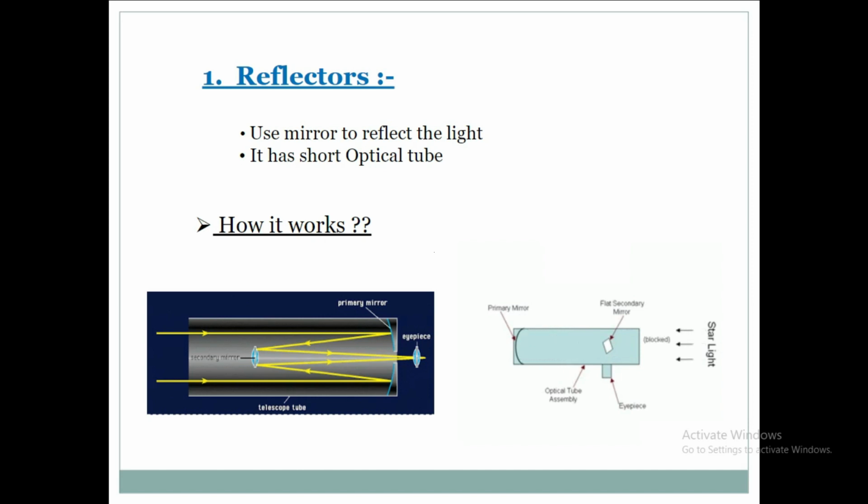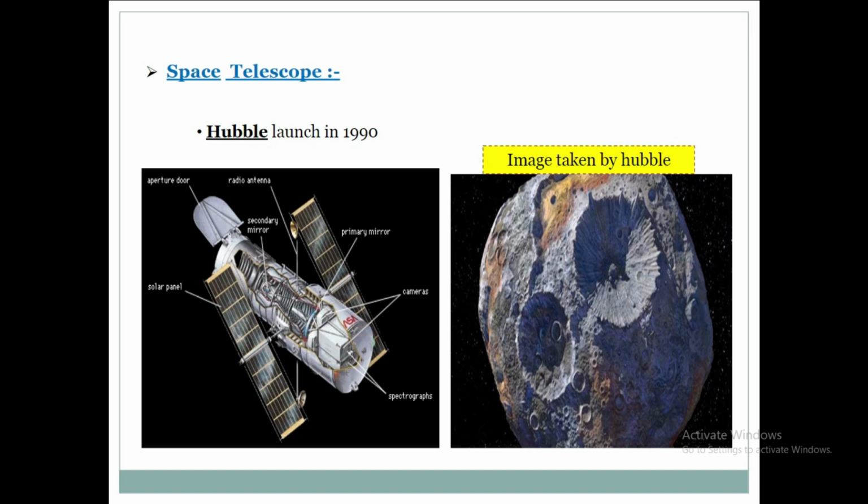Friends, we are discussing two types of telescope, refractors and reflectors. The third type is pretty similar to both types, so we are not going to discuss that type here. Now let's think about this. These are the telescopes we see on the ground only, but we have some space telescopes also. So now let's discuss that.